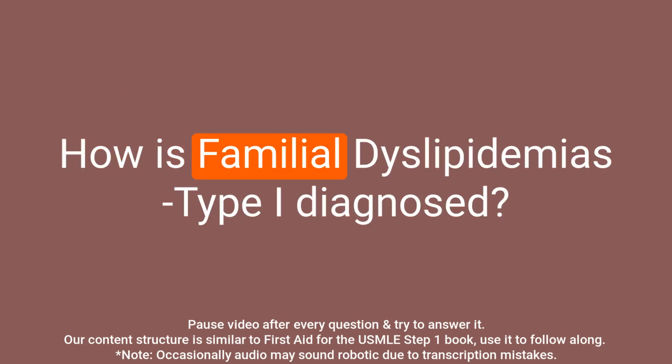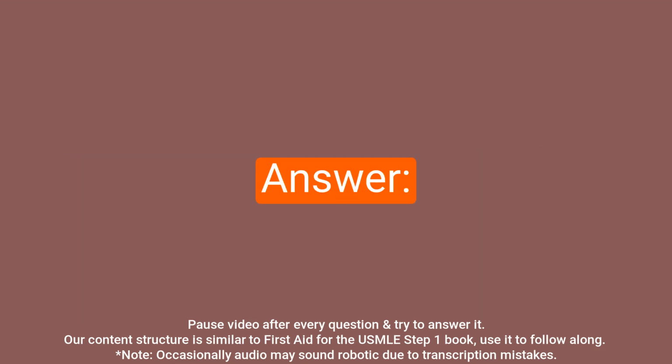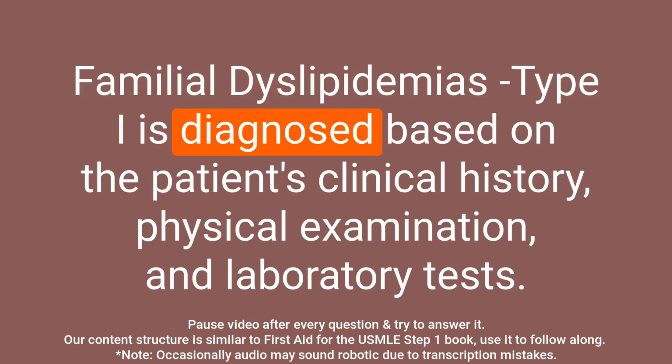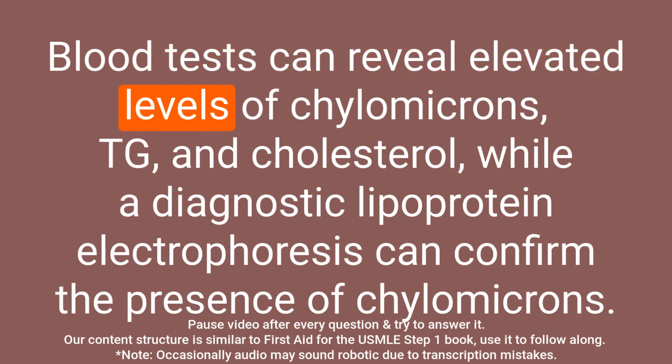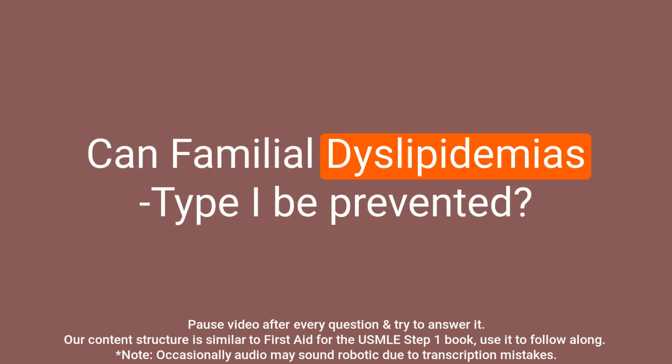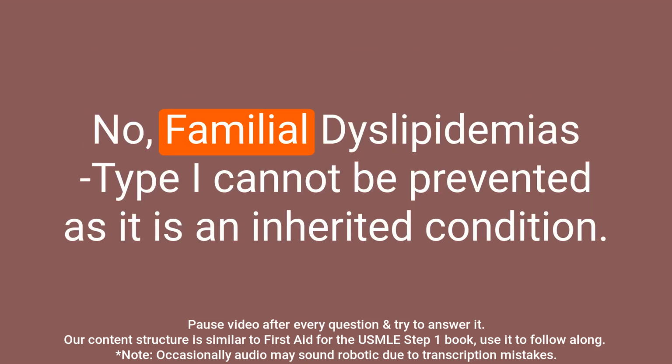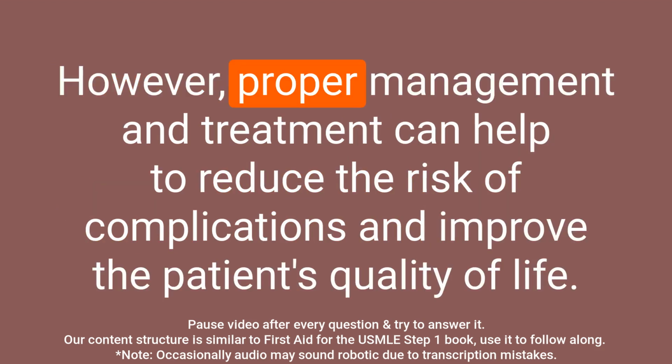Question: How is familial dyslipidemias type I diagnosed? Answer: Familial dyslipidemias type I is diagnosed based on the patient's clinical history, physical examination, and laboratory tests. Blood tests can reveal elevated levels of chylomicrons, Tg, and cholesterol, while a diagnostic lipoprotein electrophoresis can confirm the presence of chylomicrons. Question: Can familial dyslipidemias type I be prevented? Answer: No, it cannot be prevented as it is an inherited condition. However, proper management and treatment can help to reduce the risk of complications and improve the patient's quality of life.